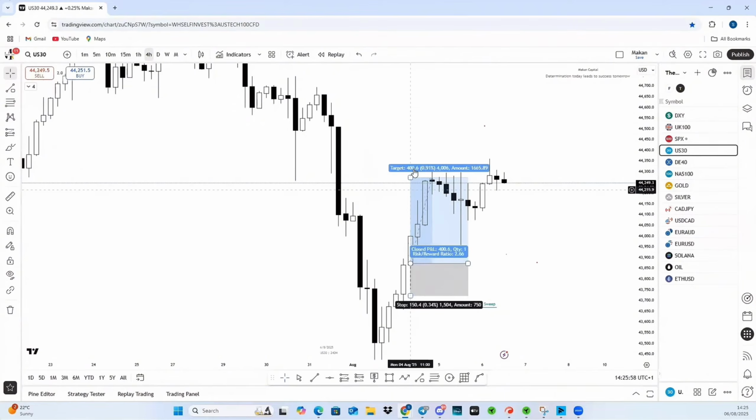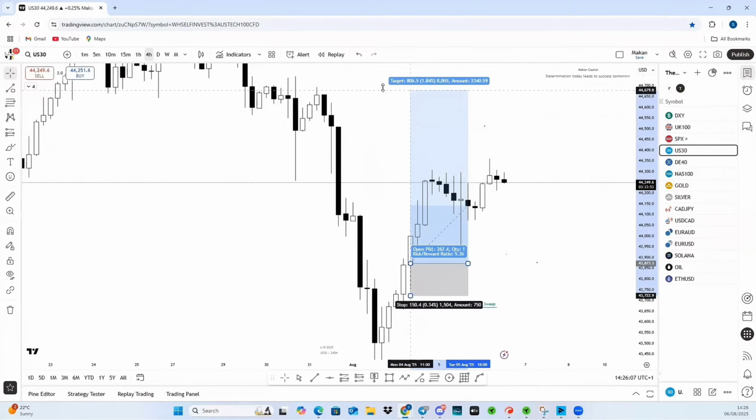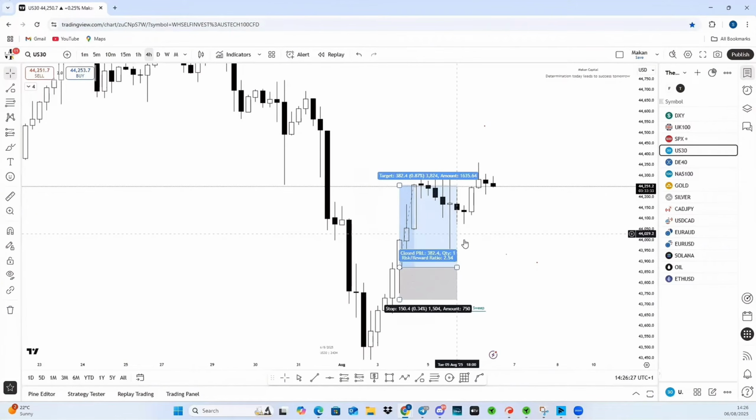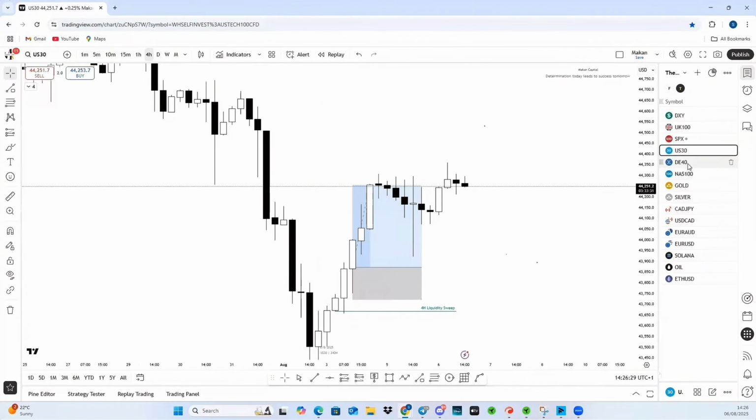So obviously, draw liquidity, there's various ones. You can target this high here, you can target this high, or you can go all the way here again. So you have the option to either continue the trade or take profit where it suits you. That is the example for US 30. So I will then go on to my next example, which is the DAX.